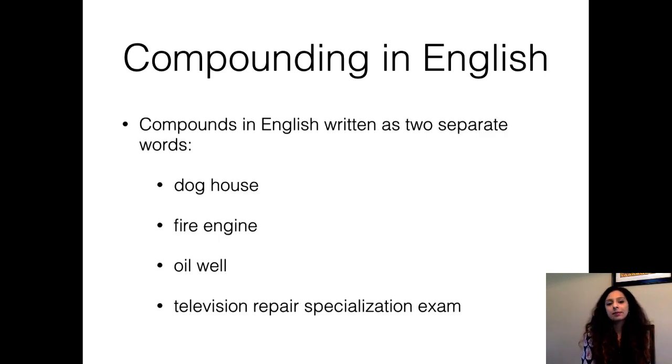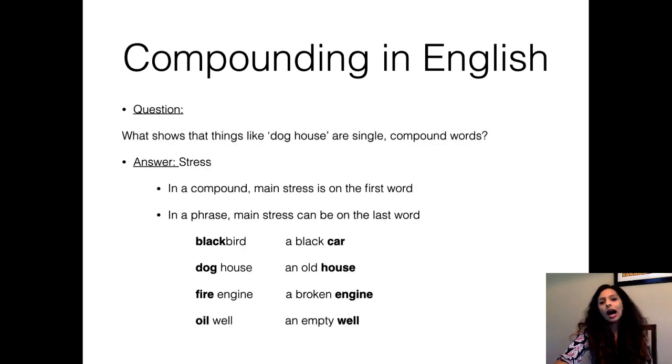So here are some examples of compounds in English written as two separate words: doghouse, fire engine, oil well, and yes, the last one is actually a compound: television repair specialization exam. Now, how do we know that these words are written separately but are compounds and not phrases, for example? The main indication of a compound is stress, right? The placement of primary stress in English.